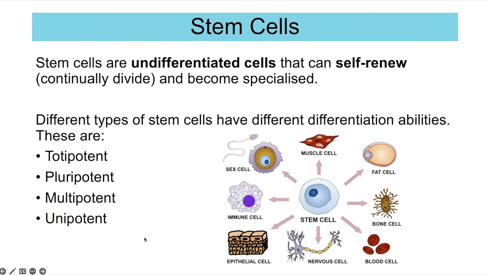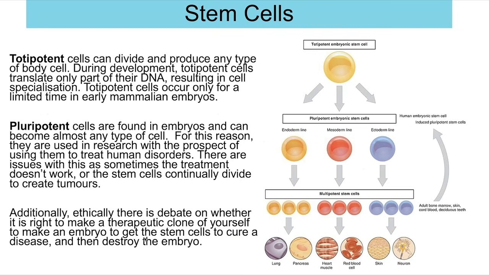So let's take a look at those terms in a bit more detail. So totipotent stem cells are the cells that can divide and produce any type of cell in the body. And during development, totipotent cells translate only part of the DNA, resulting in cell specialization. Totipotent cells occur only for a limited time in the early mammalian embryos. Pluripotent cells, those are also found in the embryos and can become almost any type of cell. They just can't become the placenta.